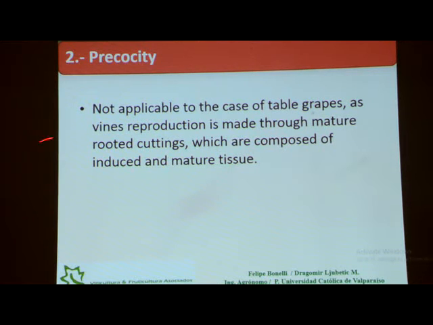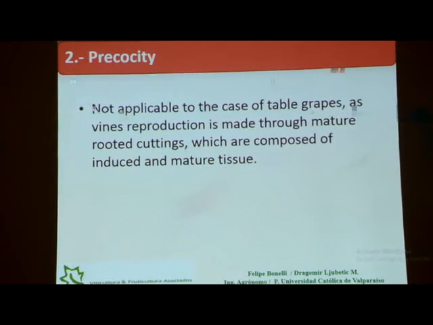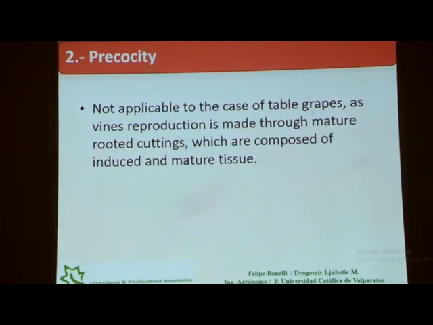Precocity in this case is not applicable to table grapes, as vine reproduction is made through mature rooted cuttings, which are composed of induced and mature tissue. We already have the fruit induced in the cuttings, so we'll have precocity anyway.